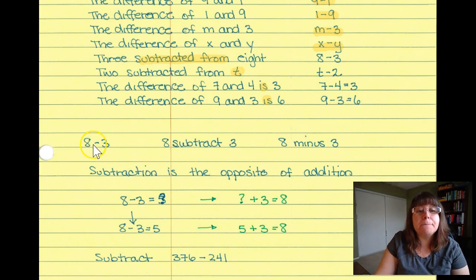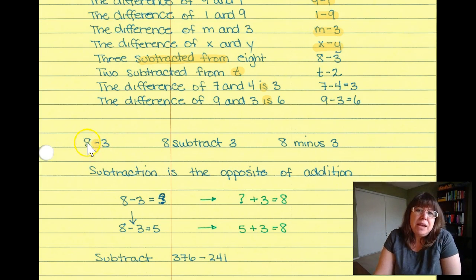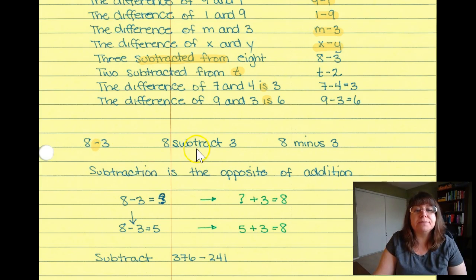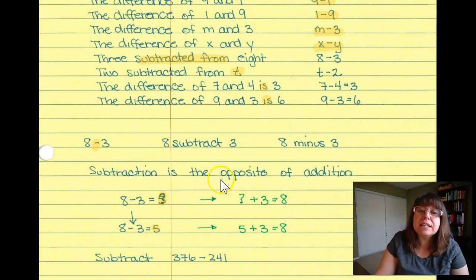So we have 8 minus 3, 8 subtract 3. Depending on how we want to say this little hyphen, I like to say minus. You'll notice I say minus, I don't say subtract. But subtract is the opposite of addition. So if I said 8 minus 3, I don't know what it equals, but I can figure it out. 8 minus 3 will equal 5. But if I translate it to addition, I can also say, what plus 3 equals 8? Well, 5 plus 3 equals 8.